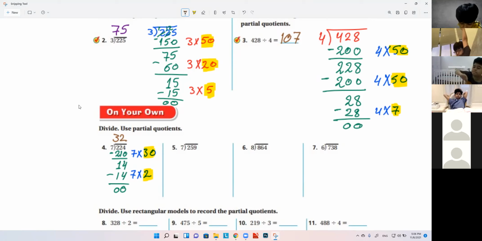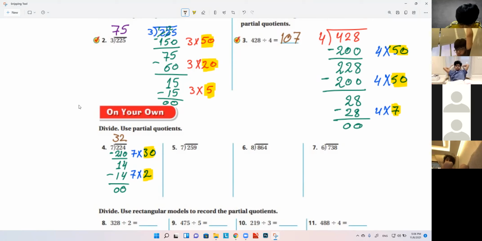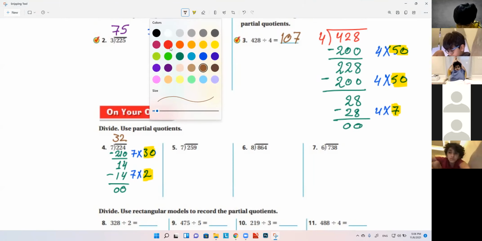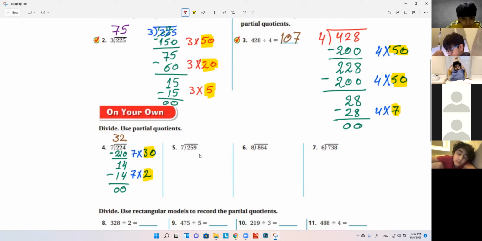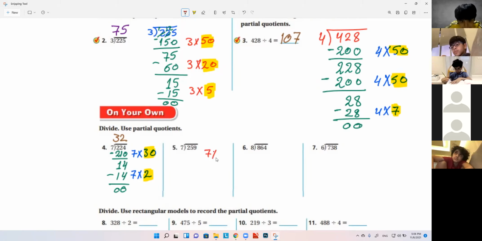Okay, so what about Abdullah Al-Khinizi? Yes. Okay, are you ready? Yes. Okay, let's go. So now we have 259 divided by 7. So we're gonna multiply 7 by what here? 7 by 20. Okay, let's try 20.